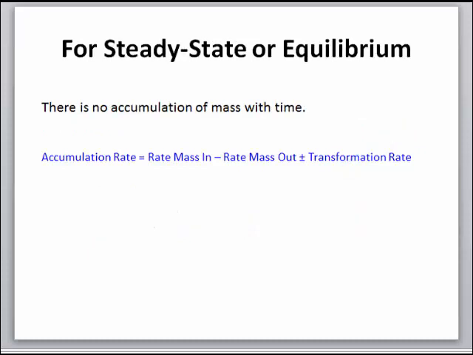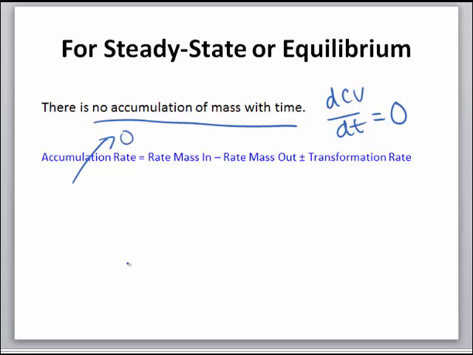We can also assume something called steady state. Steady state is defined when there is no accumulation of mass with time. That is the qualitative definition. This can be written quantitatively as d(CV)/dt, or the rate of accumulation over time, equals 0. When steady state is assumed, the accumulation rate goes to 0, and the expression can be written as Cin Qin minus Cout Qout plus or minus the reaction rate times the volume.